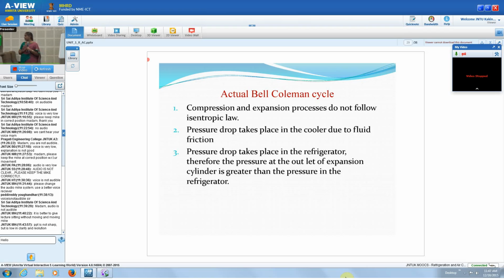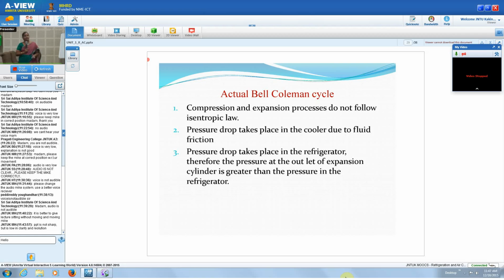So whatever Bell-Coleman cycle we have seen had a number of assumptions: isentropic compression, isentropic expansion, isobaric heat rejection in the condenser, and isobaric heat abstraction in the refrigerator or evaporator. All those are the assumptions made to find out the COP of the Bell-Coleman cycle. But there are a number of deviations. So let us see the actual Bell-Coleman cycle.